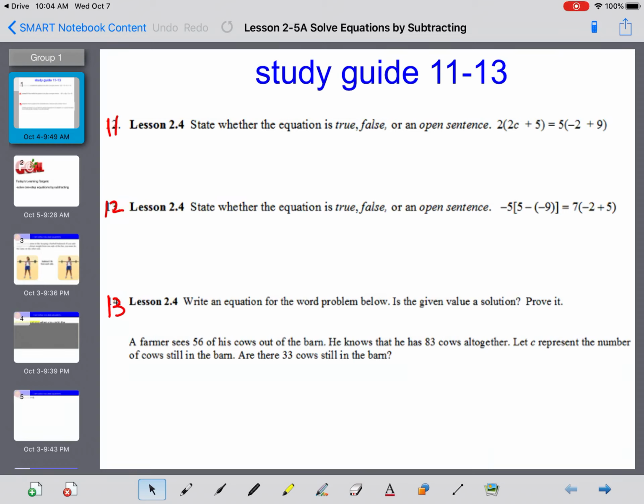This is lesson 2-5A from the Algebra Readiness textbook. For today's lesson, you will need your notes packet and a sharpened pencil. Pause the video to gather your supplies and work the study guide problems. When you're finished, click Continue.